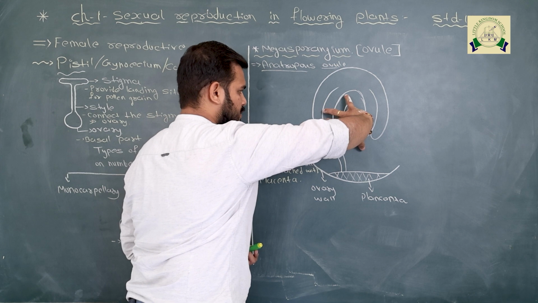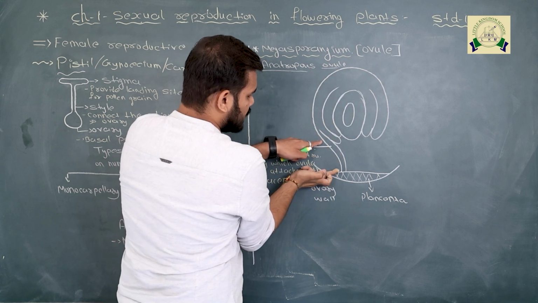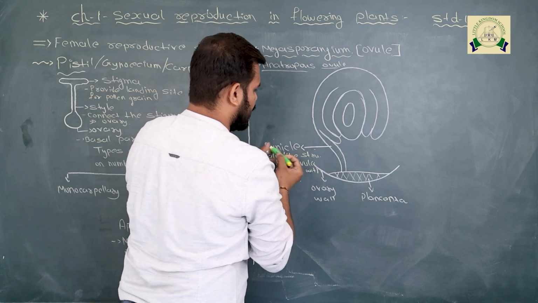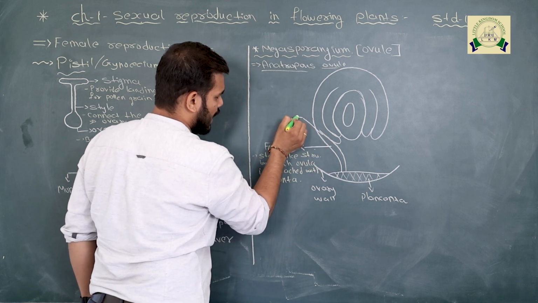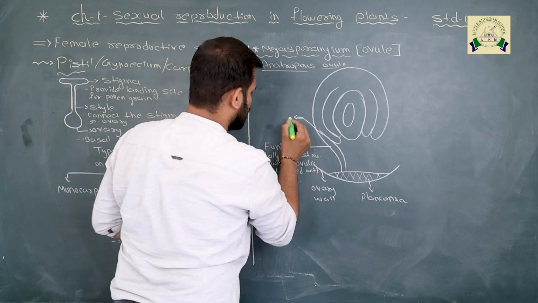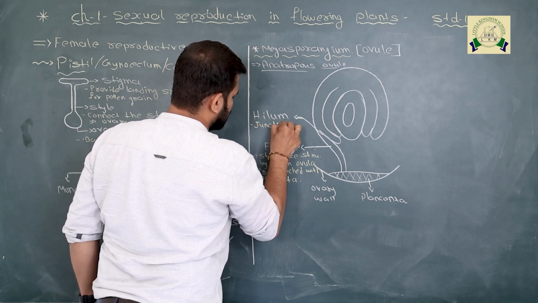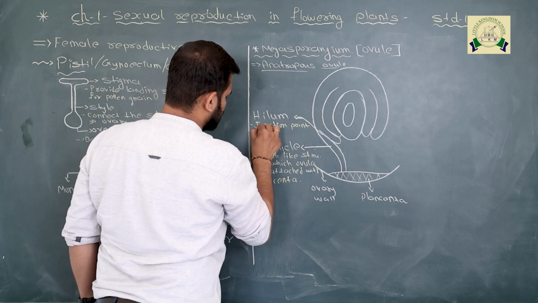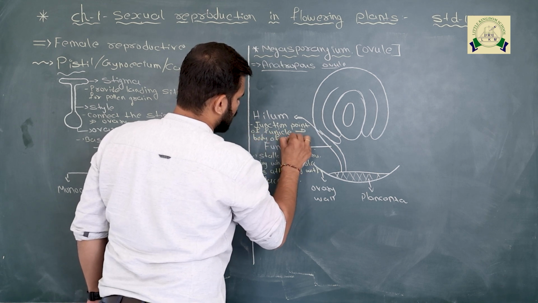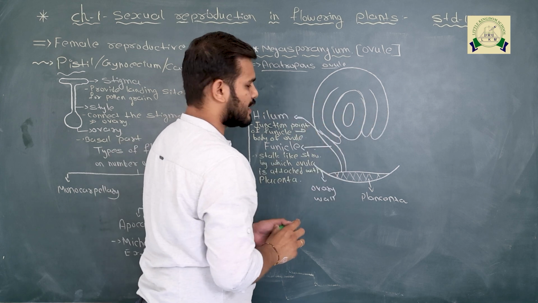Next, this one is the body of ovule. This upper portion is known as the body of ovule, and this lower portion is the stalk of ovule. There is a junction point which connects both the funicle and the body of ovule, and this junction point is known as the hilum. So hilum is the junction point of the funicle and the body of ovule. Then inside this ovule, this empty space, I will highlight it for you.